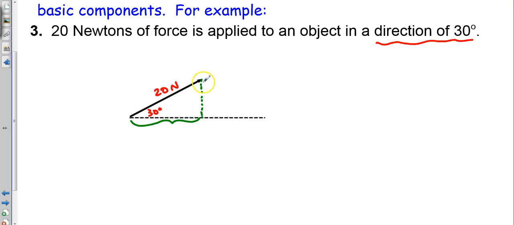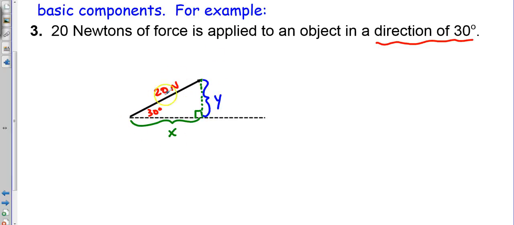So we drop down in altitude, creating a right triangle. This distance right here is going to tell me how much of that 20 newtons is being applied in the x direction, and this distance right here is going to tell me how much of that 20 newtons is being applied in the y direction. And not necessarily how much of the 20 newtons, but just how much is being applied in the x and how much is being applied in the y. So let's check this out.